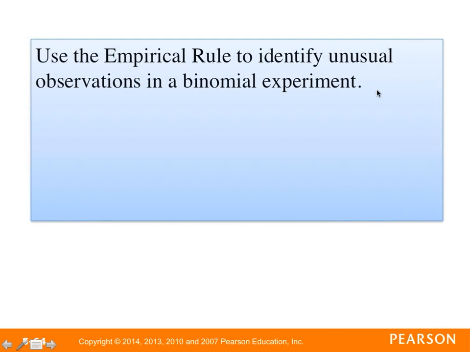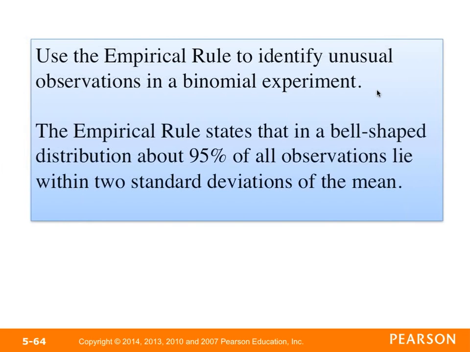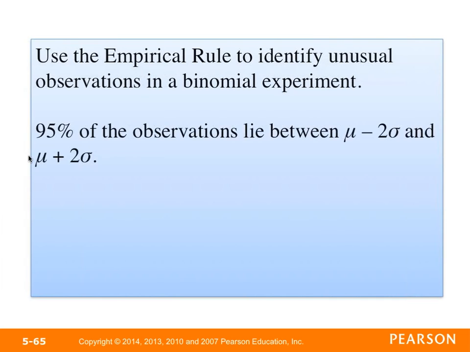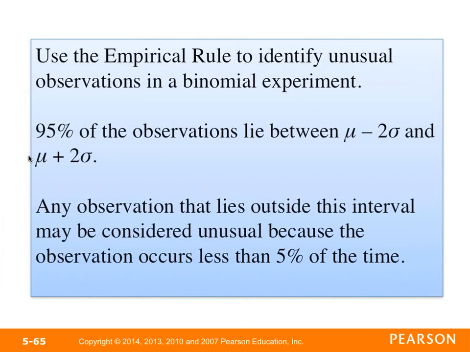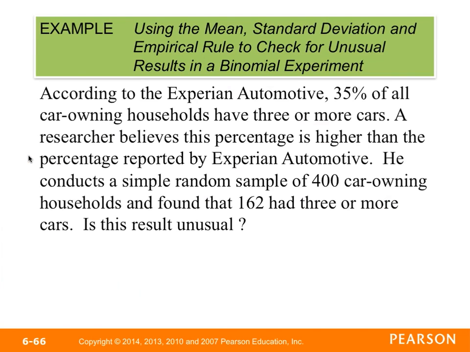So let's use the empirical rule to identify unusual observations in a binomial experiment. So the empirical rule states that in a bell-shaped distribution, about 95% of the observations should be within 2 standard deviations of the mean. So what that means is that 95% of the observations lie between mu minus 2 sigma and mu plus 2 sigma. So any observation that lies outside of this interval is going to be considered unusual because the observation occurs less than 5% of the time.